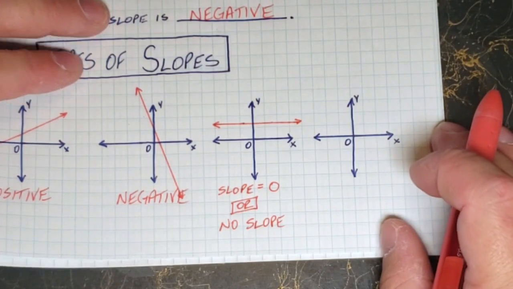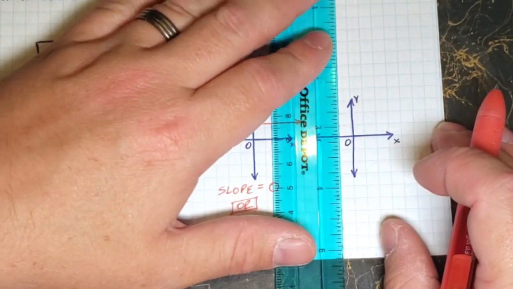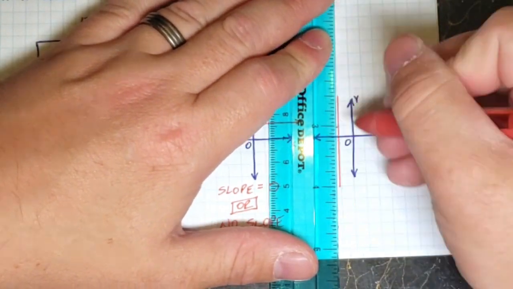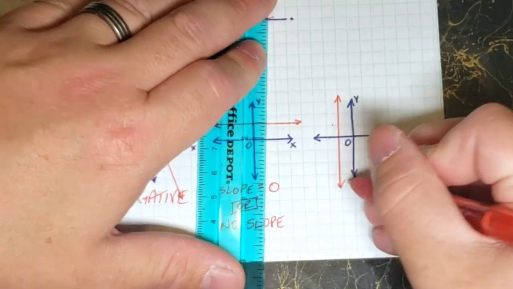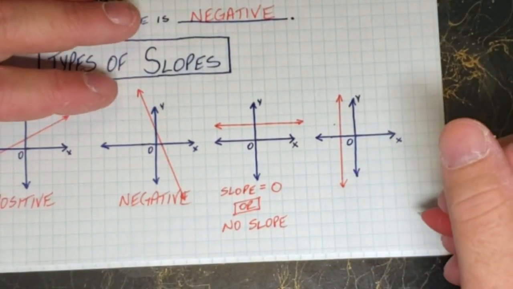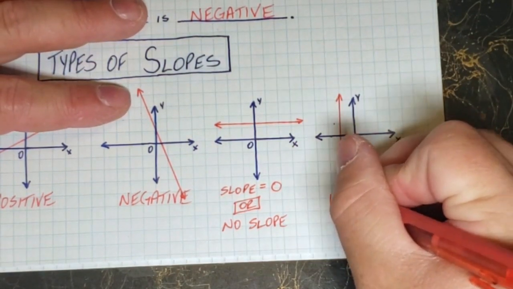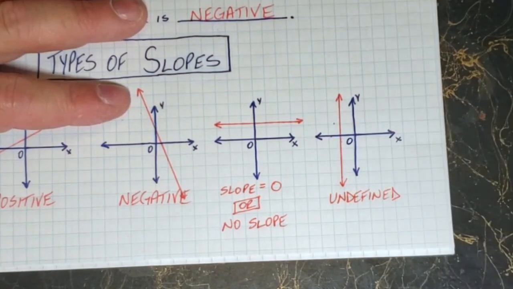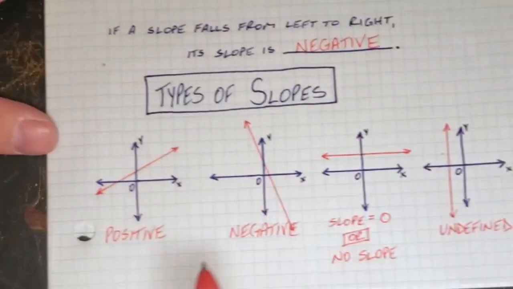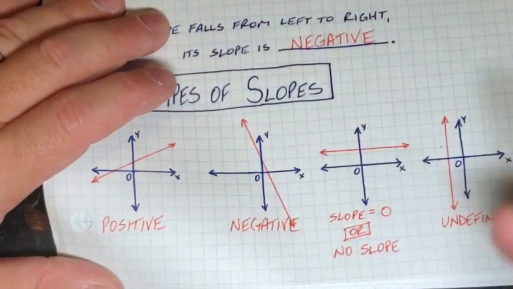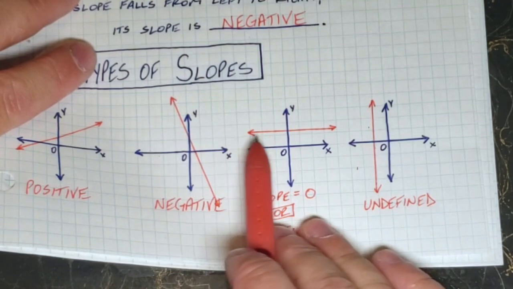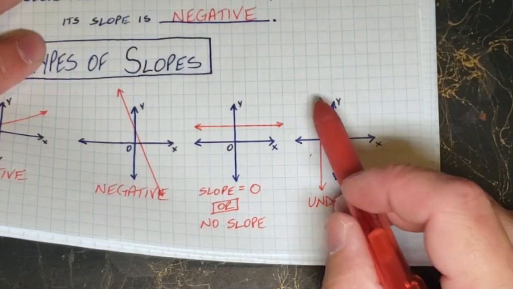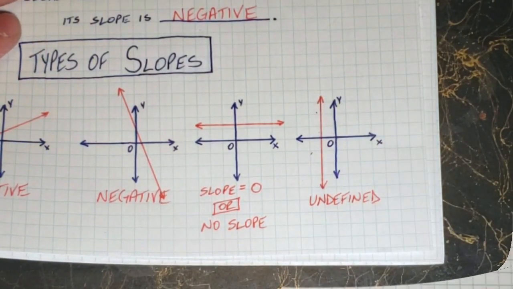The last one that you have to be on the lookout for is a vertical line. If your line is vertical, parallel to the y-axis, this is the one that's wonky. You would say that this slope is undefined. Positive slope goes up left to right, negative slope goes down left to right. If it's straight across horizontally, the slope is 0. And if it's straight up and down, parallel to the y-axis, then the slope is undefined.